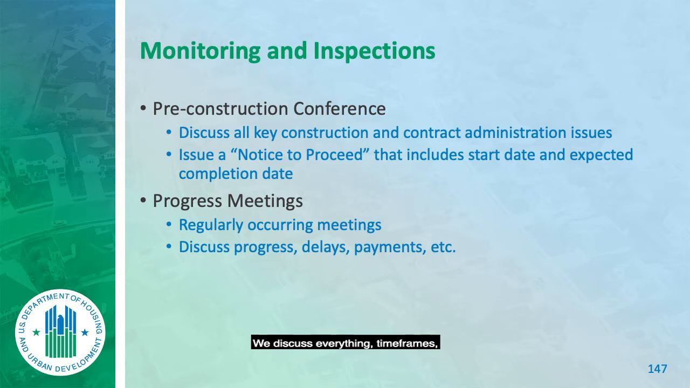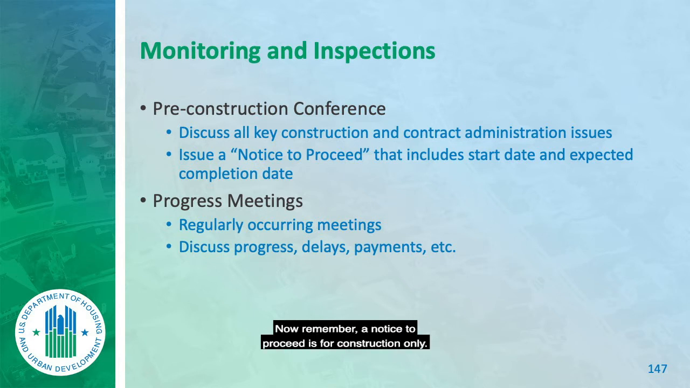We discuss everything, time frames, when they're going to start work, when they're going to complete work. Oh, we listed in the bid 120 days. Now, maybe the bid got delayed so long that now weather is going to affect it and we may have to change that a little bit. Typically that's because of our fault, not theirs. Maybe, but not always. We're going to, as a result of the pre-construction conference, issue the notice to proceed.